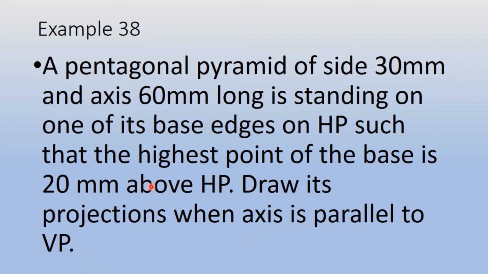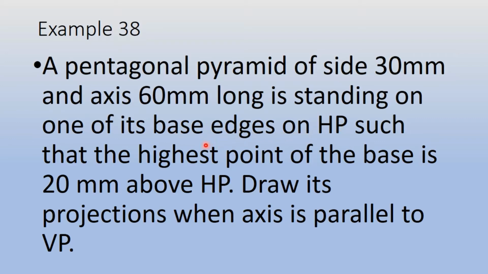So here again we have a pentagonal pyramid of side 30 mm and axis 60 mm, and it is mentioned that it is resting on one of its base edges on HP. It will mean that this is an inclined pentagonal pyramid, and the pentagonal pyramid will have five base edges. One of them is resting on the HP. So as this is a pyramid, this will have five base edges, and one of them is resting on the horizontal plane.